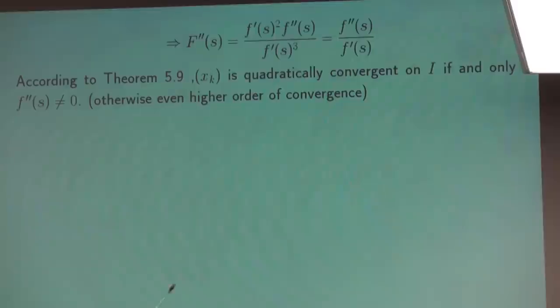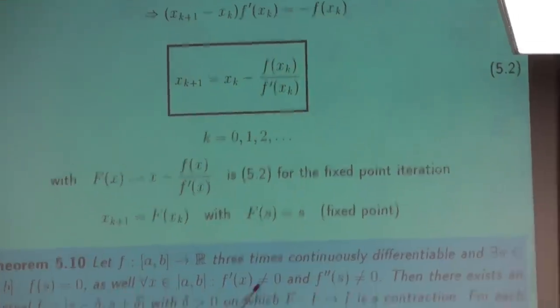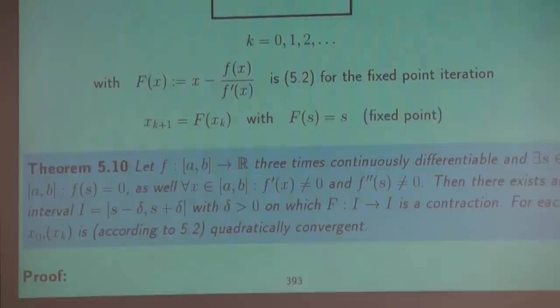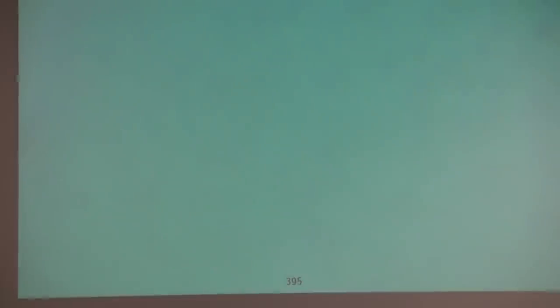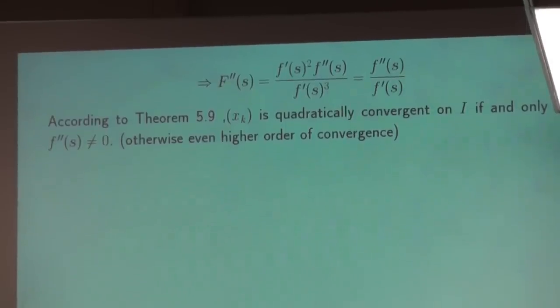And now you see, what is f prime of s? Let's look at our assumption. F prime in the whole interval is non-zero. F double prime at the fixed point is non-zero. So we see that this whole thing is not zero. And that's why we have quadratic convergence. I mean, if this would be zero, then we would have even higher order convergence. Yeah, that's it.